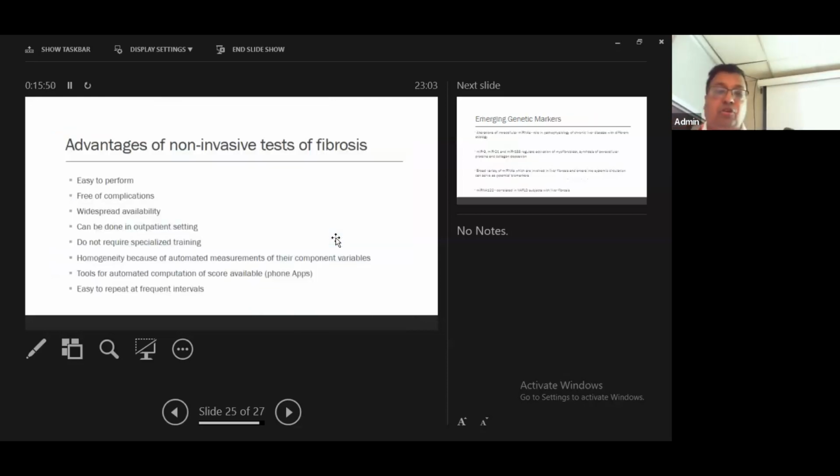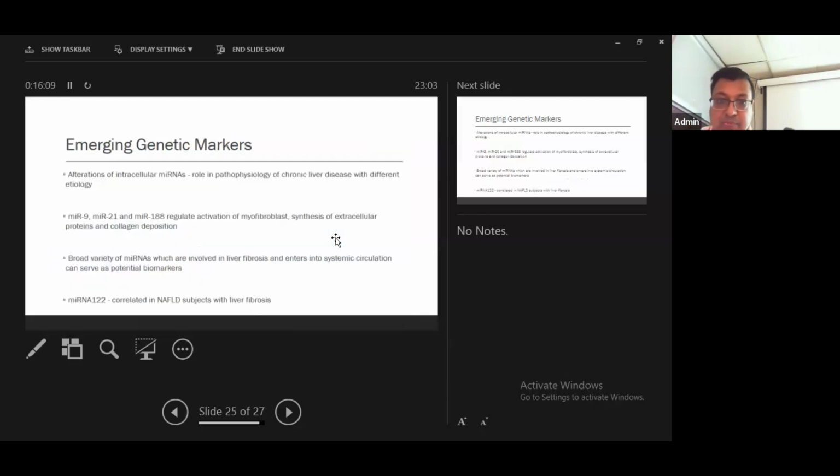The advantages of non-invasive tests are that they are easy to perform, free of complications, widely available, can be done in an outpatient setting, do not require specialized training, have homogeneity because of automated measurement of their components, and are easy to repeat at frequent intervals.